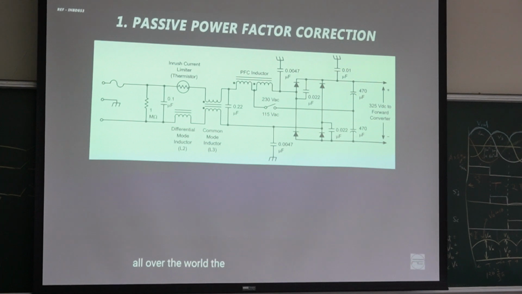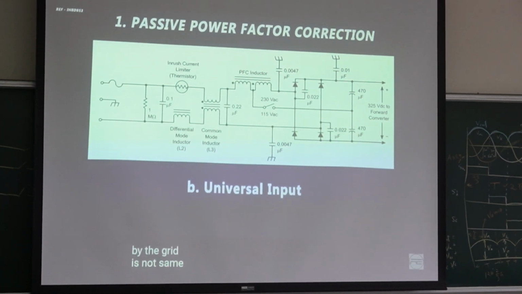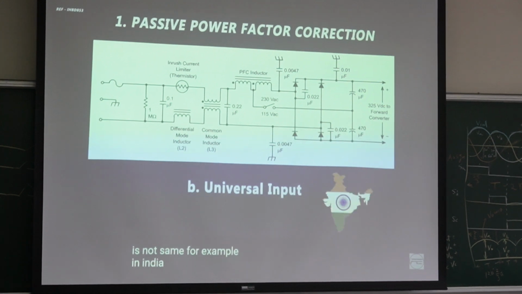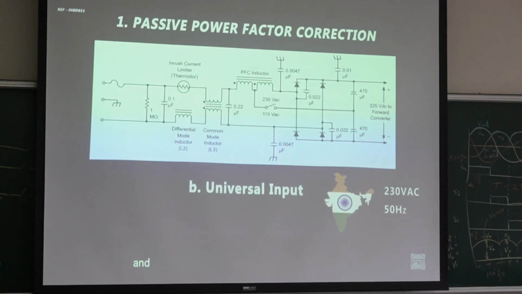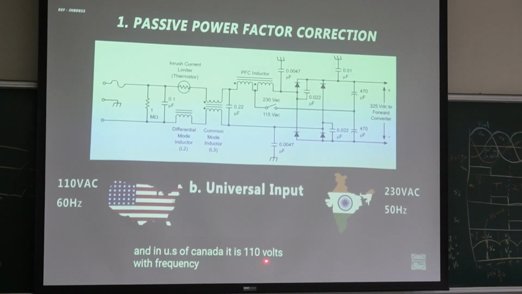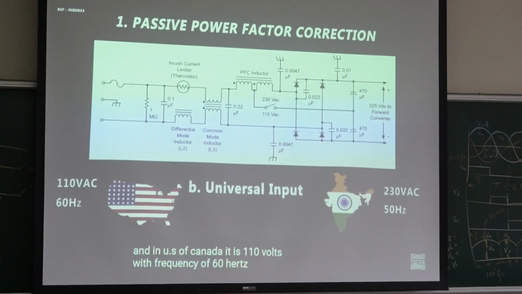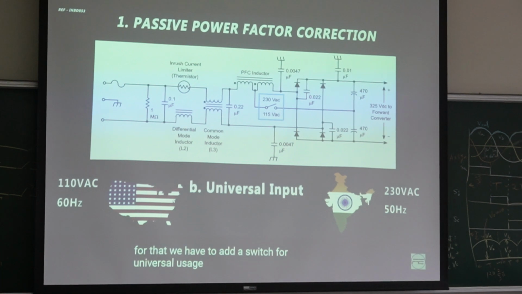All over the world, the voltage supplied by the grid is not the same. For example, in India, it is 230 volts AC with a frequency of 50 hertz. And in the US or Canada, it is 110 volts with a frequency of 60 hertz. So we cannot use the same inductors in both countries. For that, we have to add a switch for universal usage.